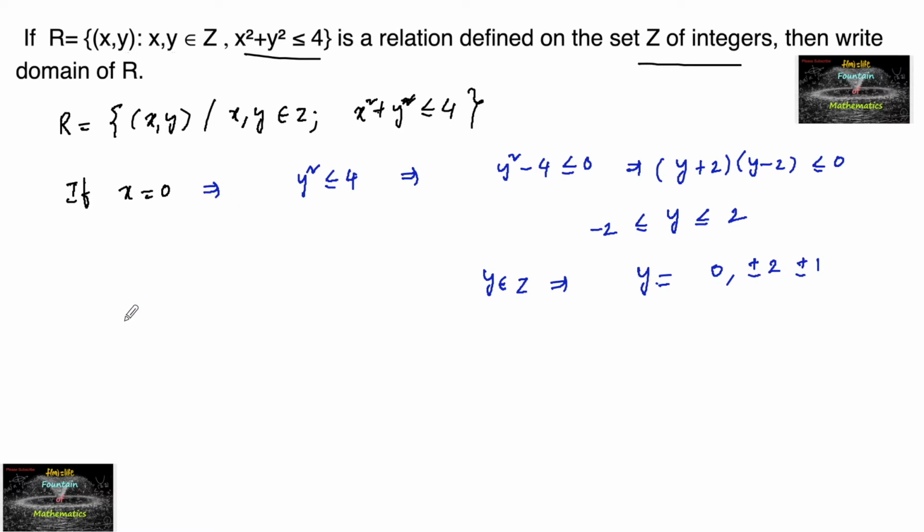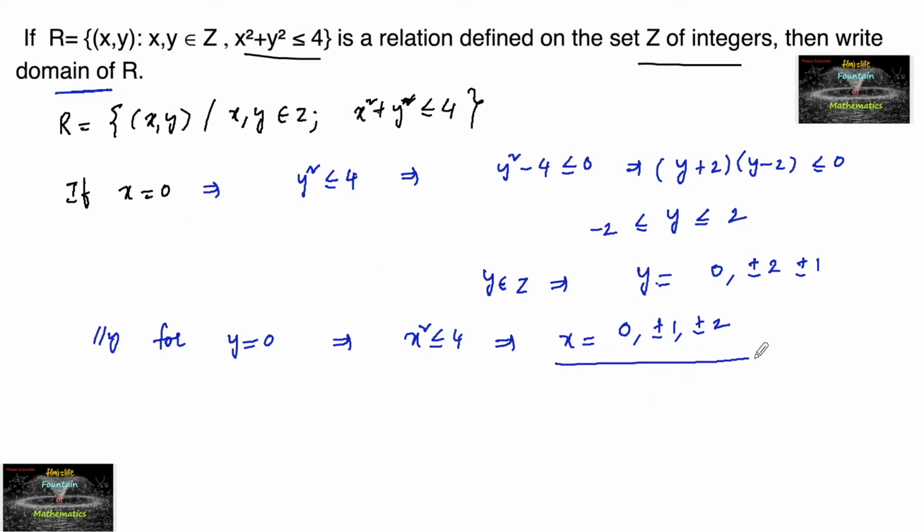And similarly for y is equal to 0, we will get that x square is less than or equal to 4. The possible values of x can be 0, plus or minus 1, and plus or minus 2. And anyhow I require only the domain for this question. Domain means the first element, that is x. So we can consider only these values as the domain. So x is equal to 0, plus or minus 1, plus or minus 2 can be considered.